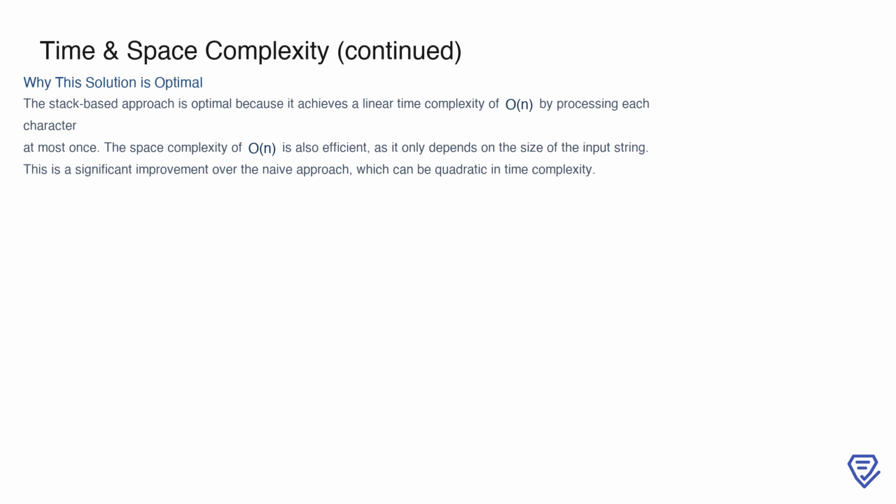This stack-based solution is optimal because it processes each character in the input string at most once, achieving a linear time complexity of O(n). The space complexity of O(n) is also efficient, as it only depends on the size of the input string and the result. When compared to the naive approach, which can require multiple passes through the string and thus result in quadratic time complexity, the stack-based method is a significant improvement. By efficiently managing characters and their frequencies with a single traversal and minimal space usage, this solution strikes an excellent balance between time and space, making it well-suited for handling strings of any reasonable size.